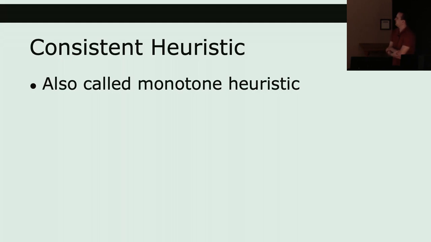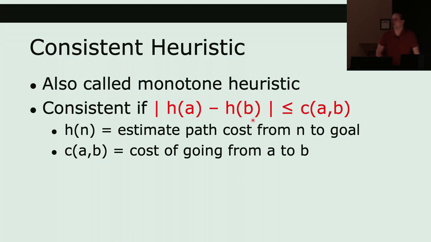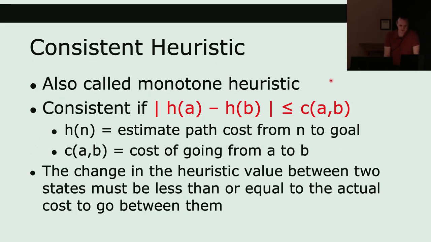So a consistent heuristic is also called a monotone heuristic, and this is the definition of a consistent heuristic. Let's say we have 2 nodes, A and B, or 2 states, A and B. If we take the heuristic, which is the guess of how far I have left from A to the goal, and we take the difference between that heuristic for both nodes, that is going to be less than or equal to the cost of going from A to B. So in plain English, the change of the heuristic value between 2 states must be less than or equal to the actual cost of going between them.